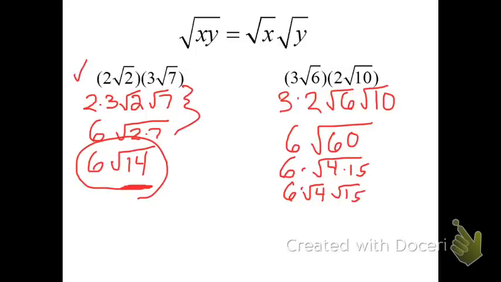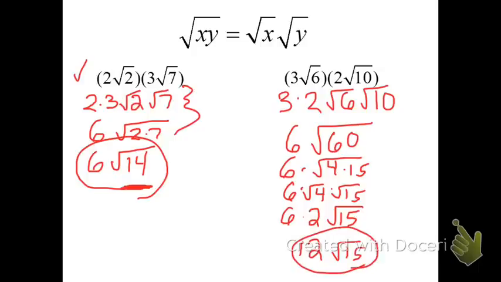Now we have 3 numbers being multiplied together. So now you could take root 4 and rewrite it as just 2. And 15, since it's not a perfect square, is going to stay under the radical. It is simplified, it's just not a perfect square. So 2 times 6 is 12, and our answer is going to be 12 root 15.